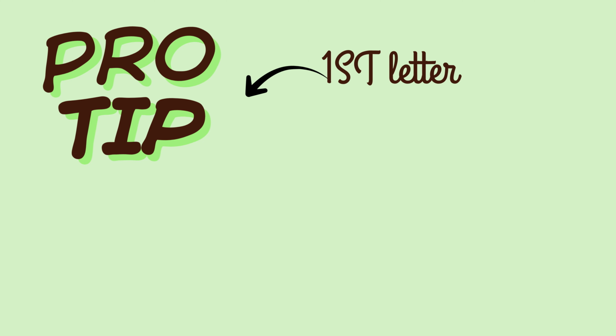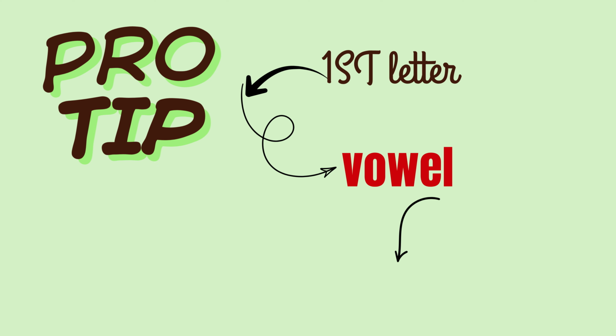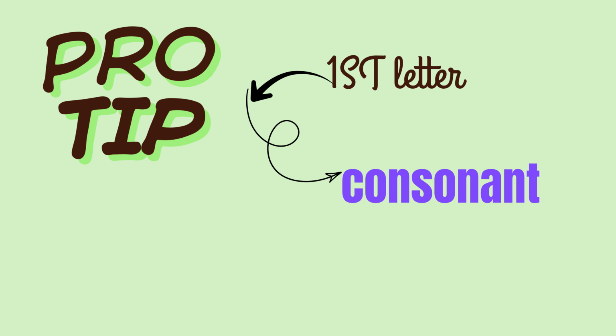Pro tip. If you see the first letter as a vowel, you write an. And if you see the first letter as a consonant, you write a.